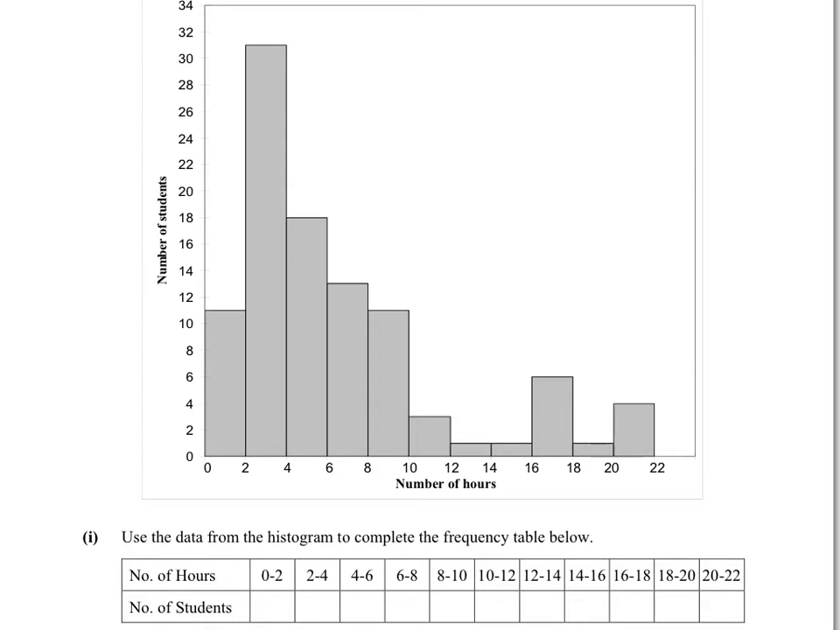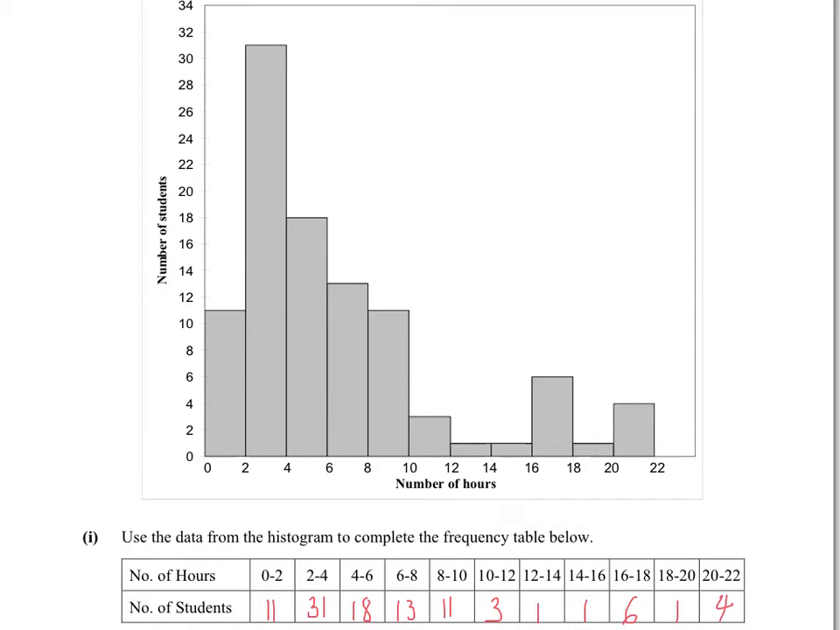You're just looking at the frequencies, the vertical height of each of the bars. So be aware of the scale. Each unit is worth 2 students, so you just need to read off values very carefully to get the different heights. And part 2, you're asked, what is the modal interval?